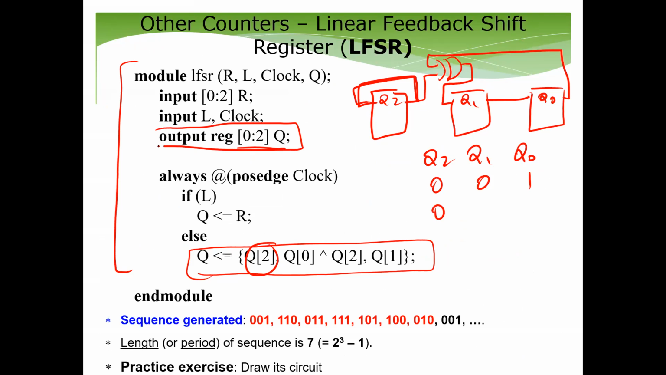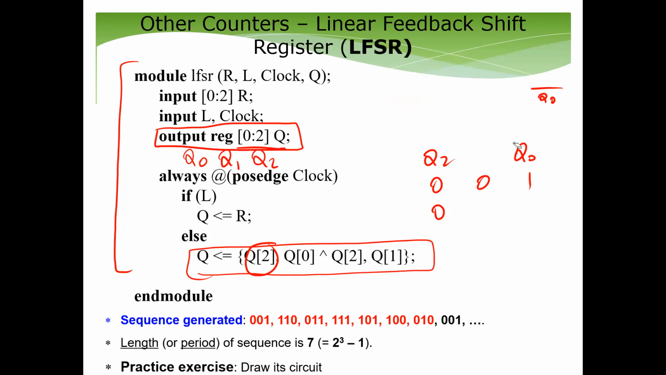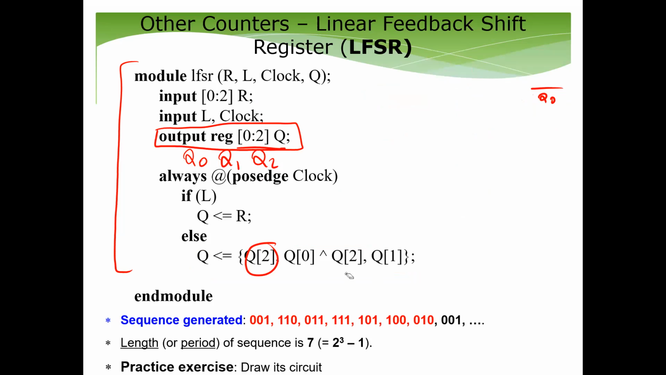I just noticed here that the output range is from 0 to 2. Q0 is the most significant, and then Q1, and then Q2. Okay, now the circuit is going to be different. That's some trick that you need to note.